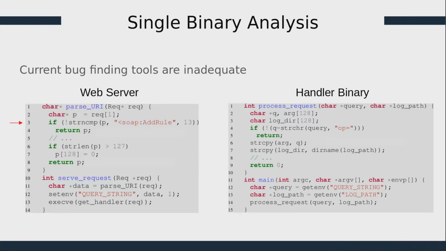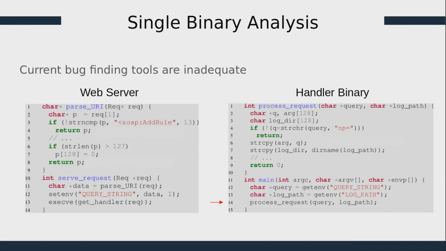Now, if you see, the parsing function contains a string compare, which checks if some keyword is present in the request, and if so, it just returns the whole request. Otherwise, it will constrain the size of the request to 128 bytes and return it. The handle binary, in turn, when spawned, will receive the data by doing a getenv on the query string, but also will do a getenv on another environment variable, which in this case is not user-controlled, and the user cannot influence the content of this variable.